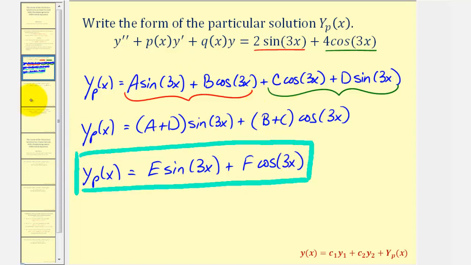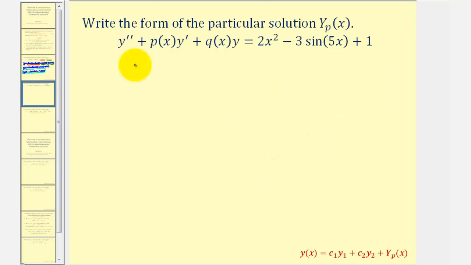Let's take a look at another example. Looking at the right side of the equation, notice how we have 2x squared, and then we have minus 3 sine 5x plus 1. So if we wanted to, we could rewrite the right side of this equation as 2x squared plus 1. So this would be a quadratic function minus 3 sine 5x.